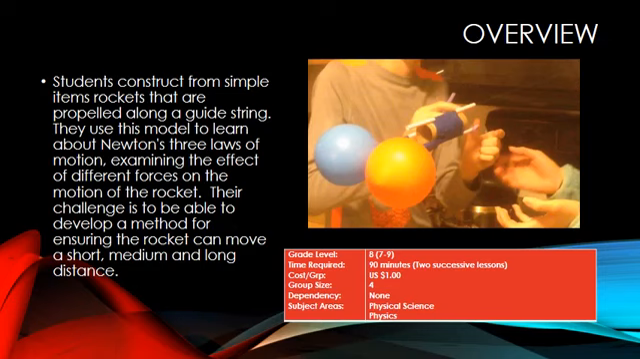As you can see on the chart, it's targeted for grades 7 through 9. I upped the activity time to 90 minutes. The cost is minimal as the materials are simple. Group sizes of 4 work really nicely. Dependency has none, and it's in the area of physical science.